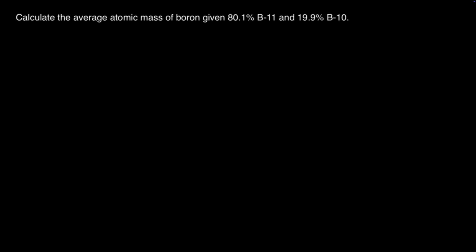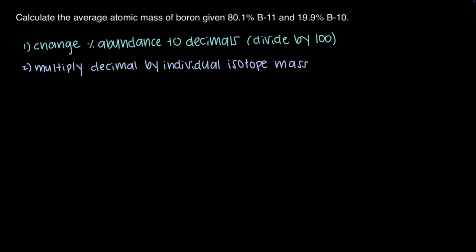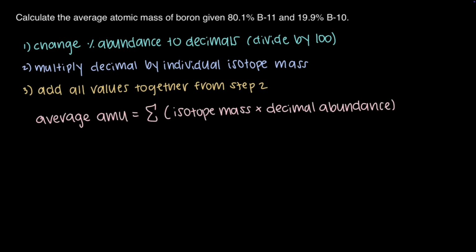Calculate the average atomic mass of boron given 80.1% B11 and 19.9% B10. To calculate the average atomic mass, we will first change the percent abundance values to decimals by dividing by 100, multiply the decimal by the individual mass for that isotope, and then add all values together from step 2. Average atomic mass is the weighted average, so we take the percents of each isotope mass and add them together.